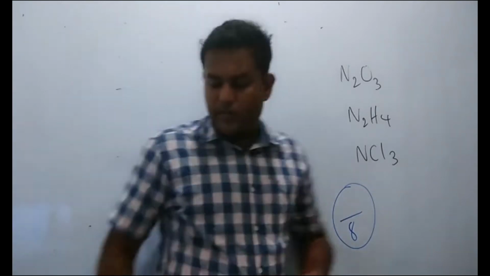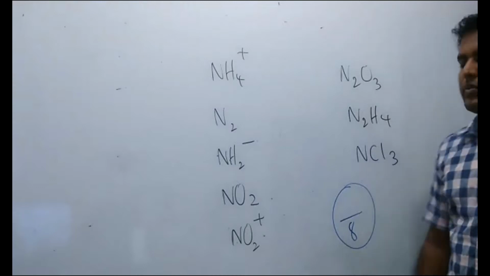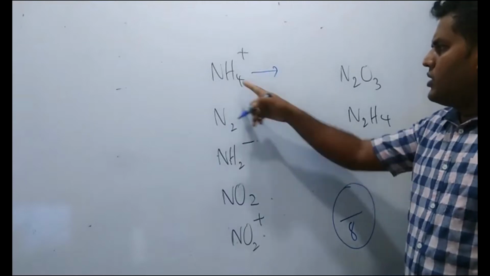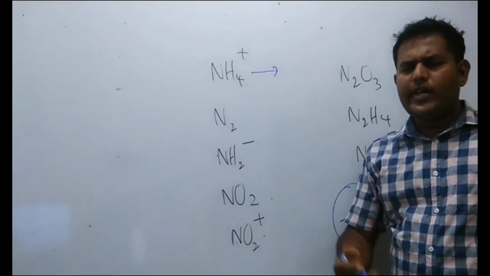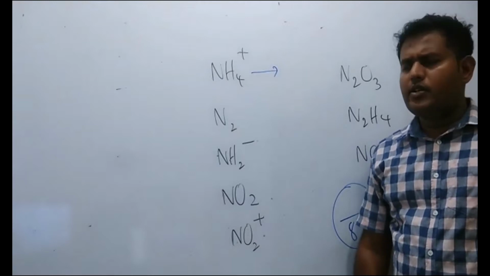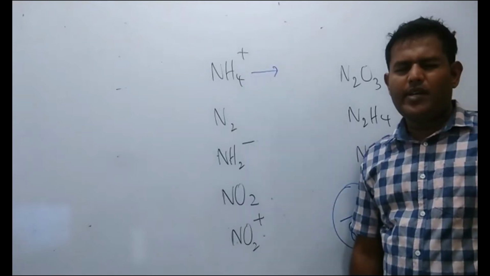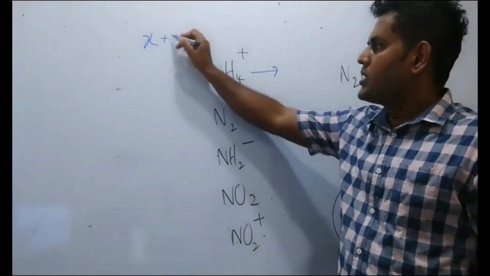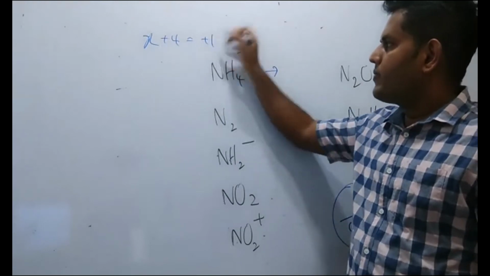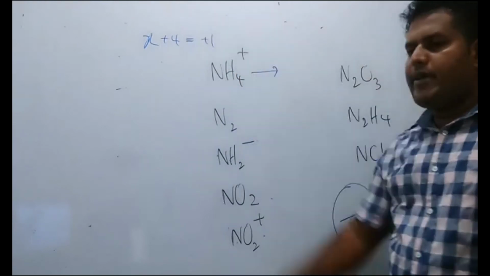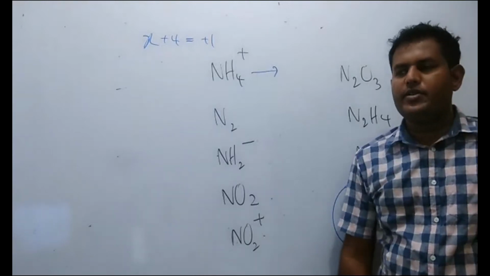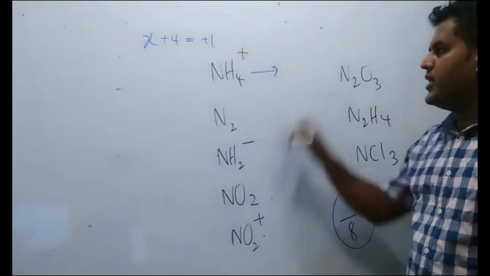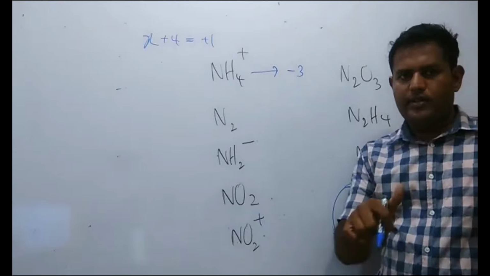One minute is over. Check your answers. Let's start with NH4 plus. When you have a positive charge, use the equation. That's my advice. Take the nitrogen oxidation number as X. 4 hydrogens plus 4 equals plus 1. Put this plus 4 on the other side: minus 4, plus 1, gives minus 3. Nitrogen is minus 3.